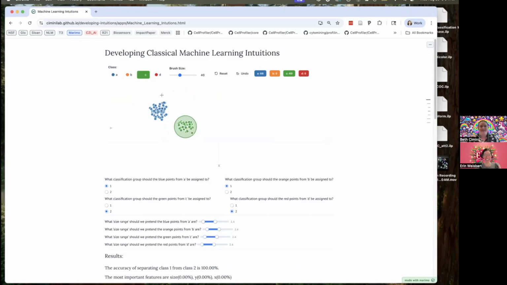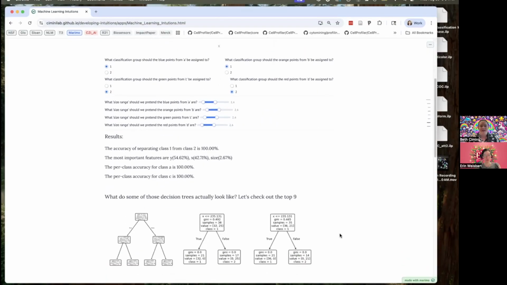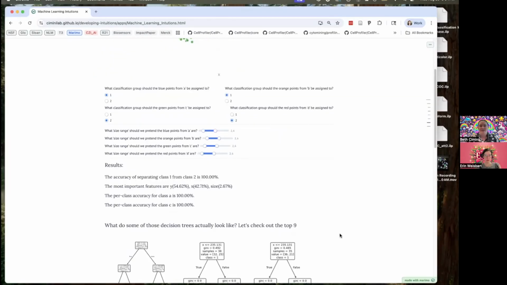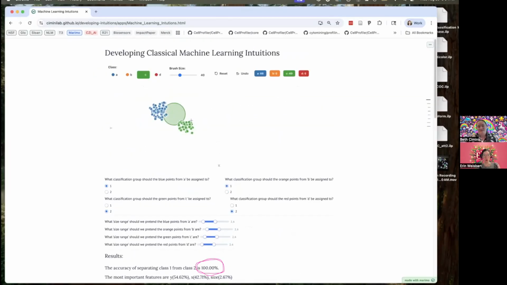All right. So here I have two different classes. I can actually have up to four classes here, but I have my blue points and I have my green points. And I've drawn in some data. And I have about 50 to 60 of each. And my random forest says that it can separate those with 100% accuracy, which makes sense because these are actually really different.